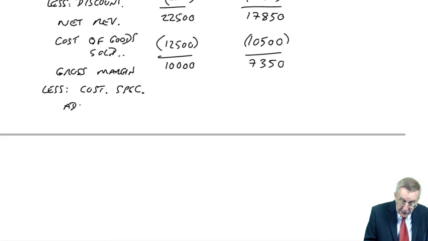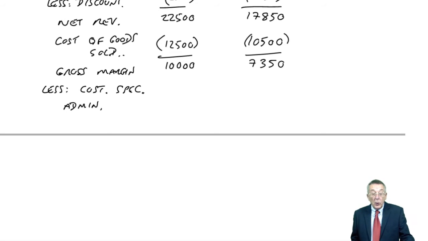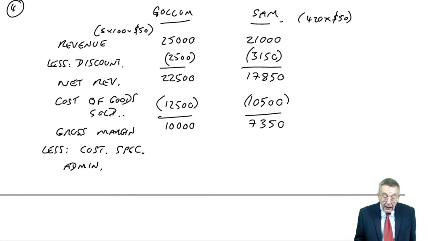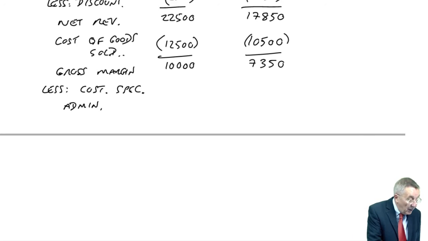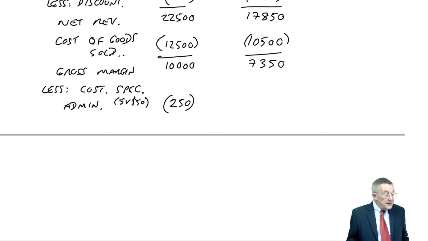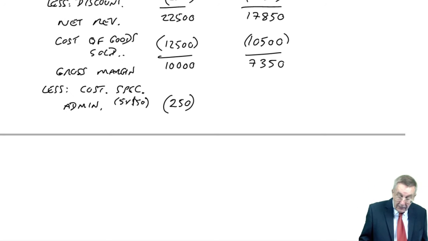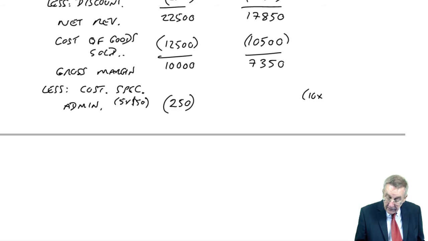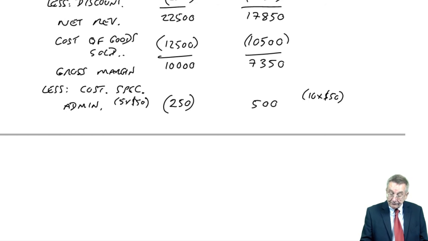The cost of administering is $50 per order. So Gollum had 5 orders at 50 each time, that's 250. Sorry, I'm going stupid here. 5 orders at 50 each time. Whereas Sam placed 10 orders at 50 each time, which is 500, no problem.